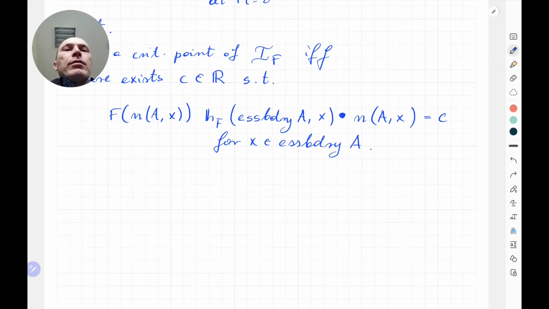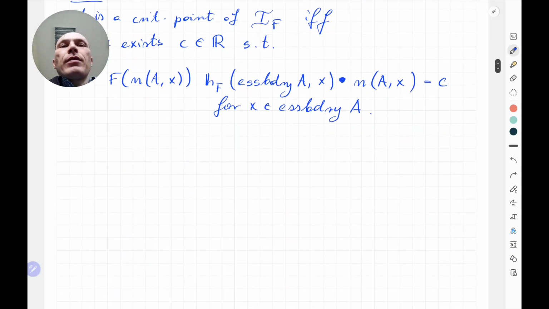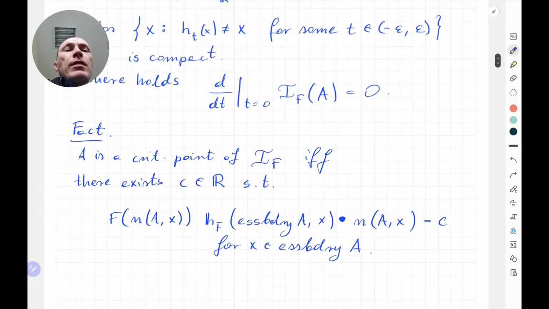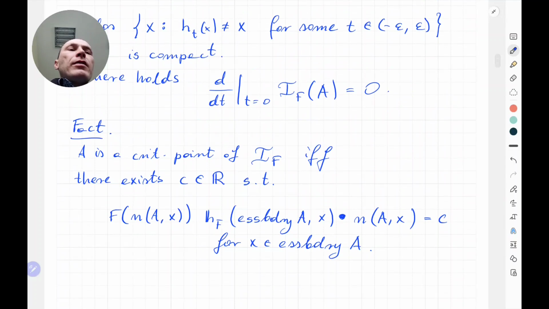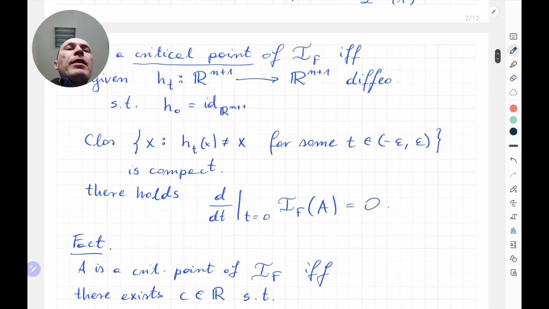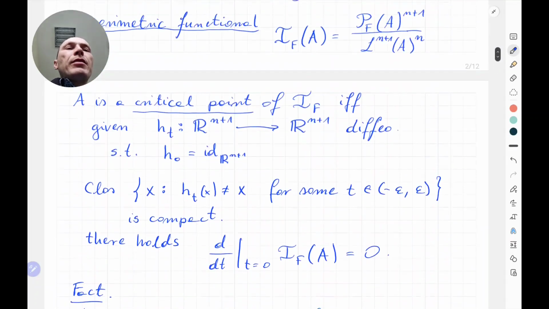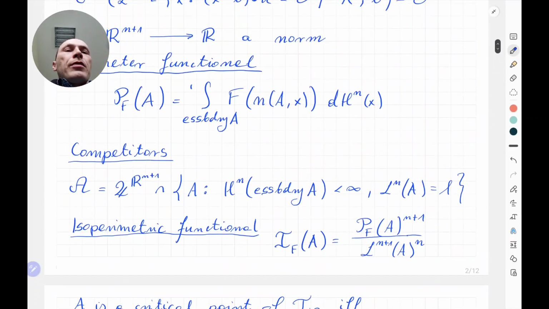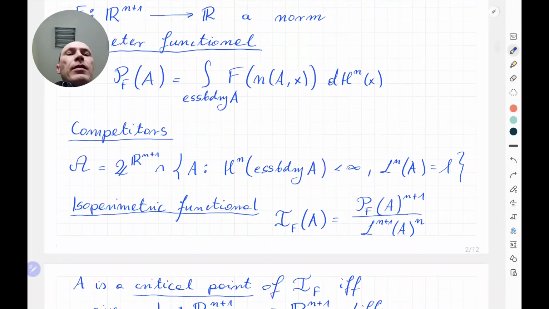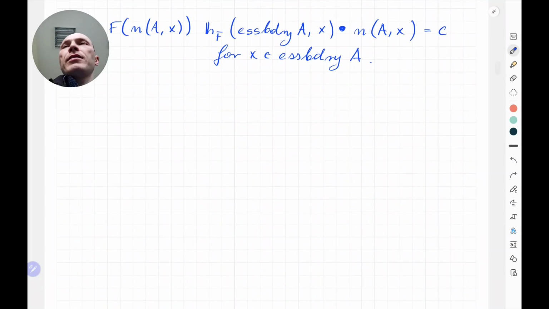Okay, I should also tell you what the mean curvature is. The mean curvature in this context is defined in a variational manner. So it is defined by differentiating, actually not the isoperimetric functional, but the perimeter functional. If you differentiate the perimeter functional, it means that you put d over dt under the integral, differentiate it, and then you will get some expression, and this expression is exactly the mean curvature. Okay, so the mean curvature is defined the following way.